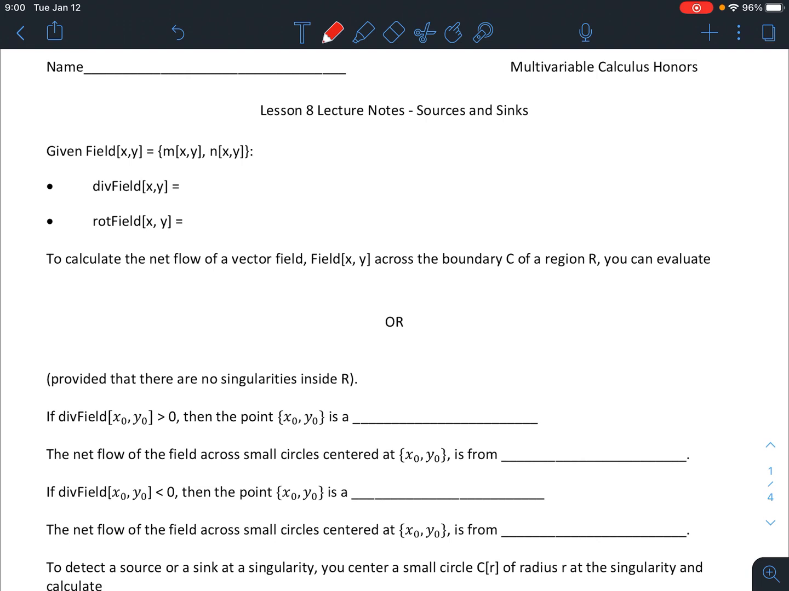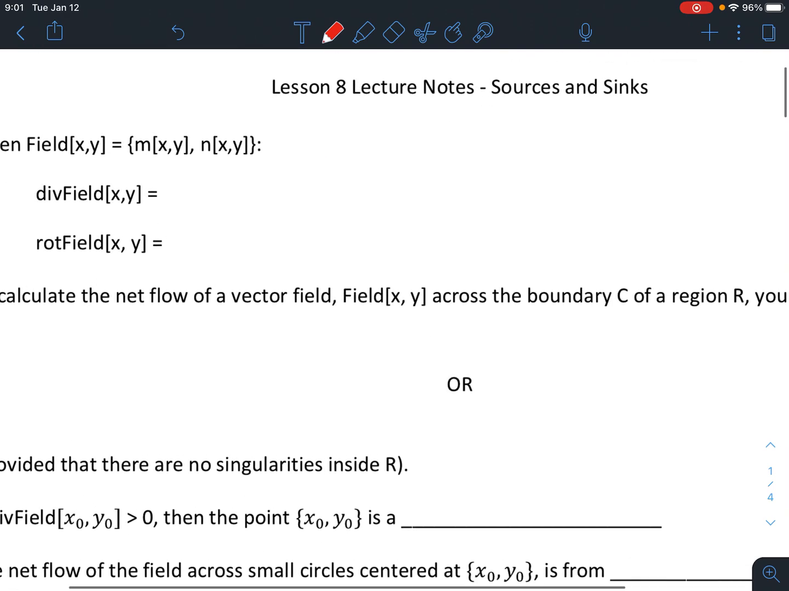Lesson 8, we're talking about sources and sinks and fields. We've already talked about this last chapter, but now we're going to look at different ways we can find net flow along or across. So starting here with a given field M, N, first thing we look at is formulas for the divergence of the field and rotation of the field.